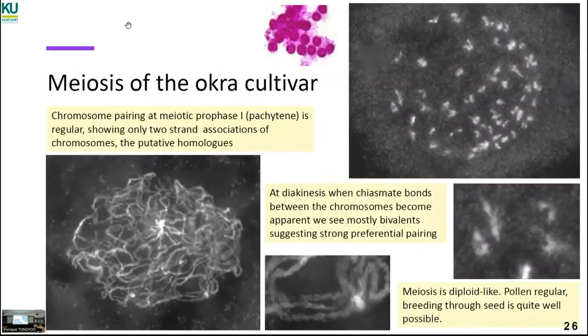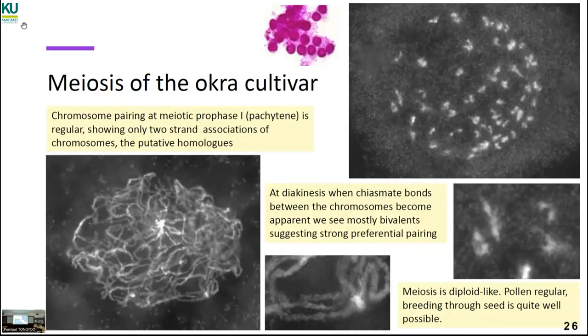The big surprise was that when we analyzed the meiosis of the okra cultivar, the meiosis here is very regular. You see, this is what we call diakinesis, just at the end of the prophase, and these are bivalents. You can say the majority of the chromosomes just form very neat bivalents. There are no multivalents. And that is a great advantage because it shows that pollen grains are very normal, very regular. They all have the same size. The fertility is very high. And we conclude that the meiosis in this okra cultivar is very disomic.